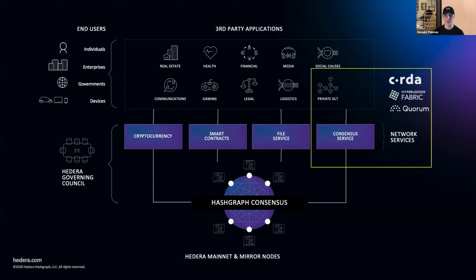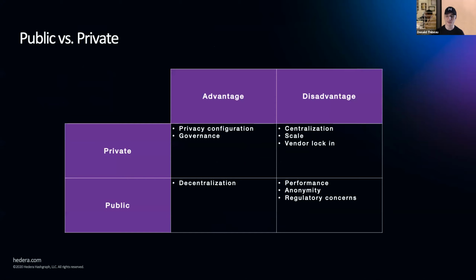Now, to give a bit of background, today developers who are seeking to build business solutions or consumer applications are often forced to choose between one of two models. Either a private network, which gives them the ability to configure and manage privacy to govern the participants of the network, but often comes at the expense of centralization. It's often deployed in a more localized environment. It can potentially struggle to scale as the network needs to open up to new members, and can come at the expense of vendor lock-in.